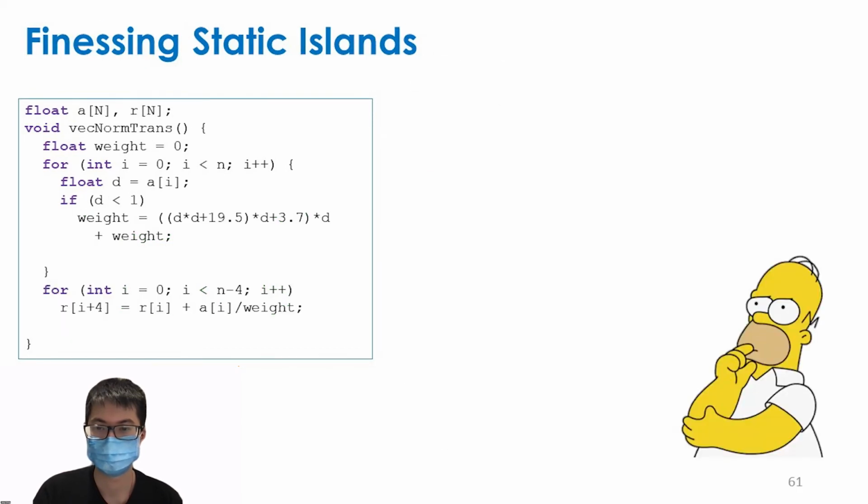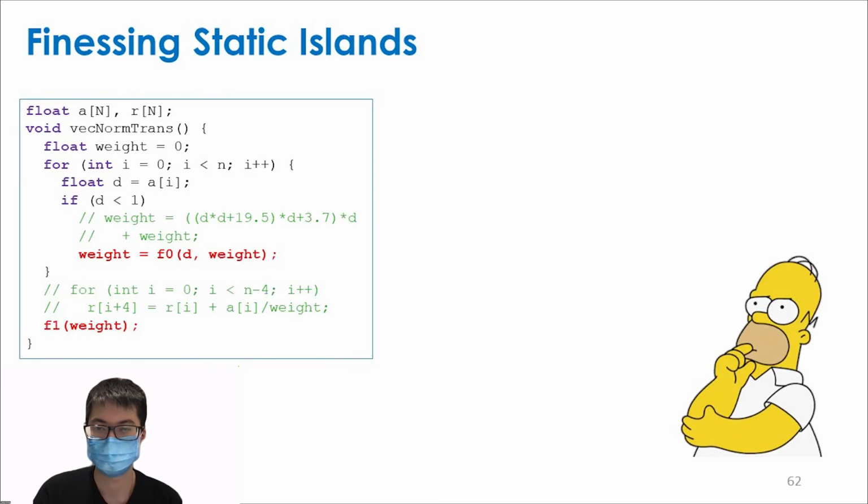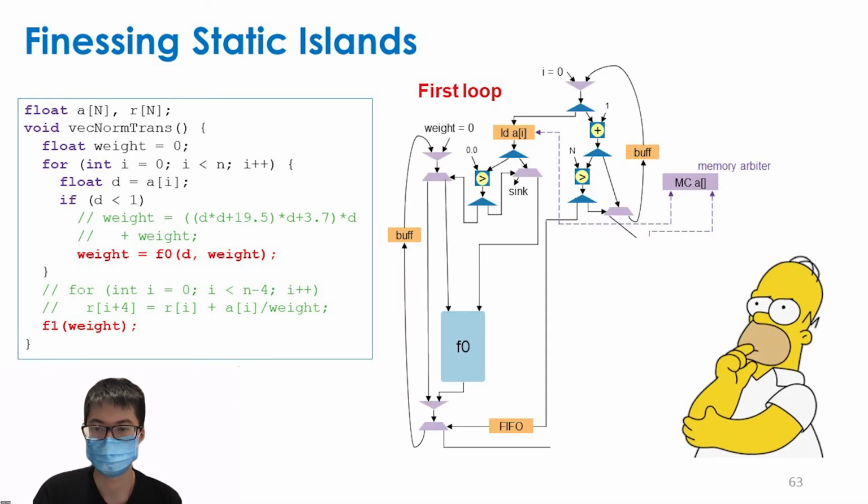Okay, now we have the tool to automatically pick the static islands for Homer, which is great. Does it have good performance? Well, Homer tried it and told me that it is extremely slow. This is very strange. Let's have a look.